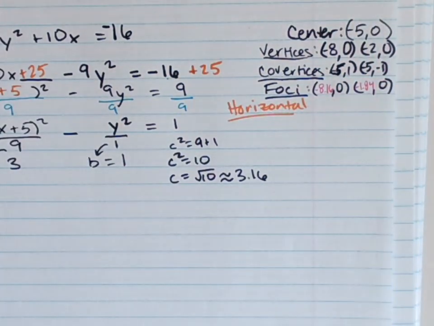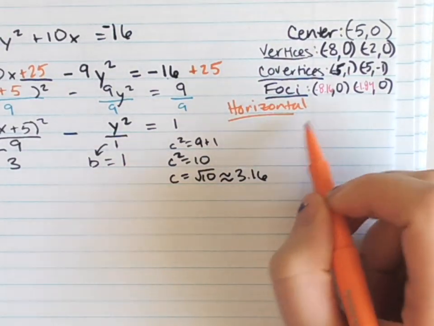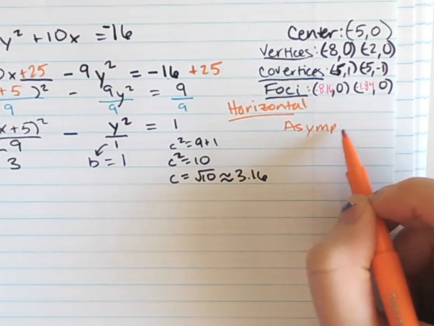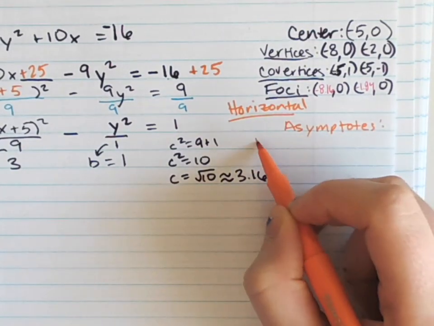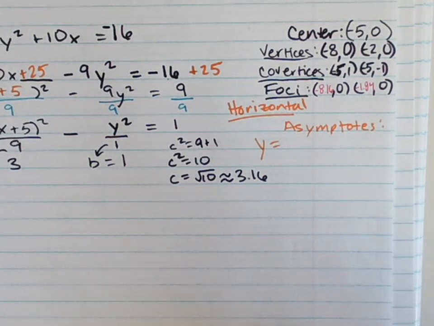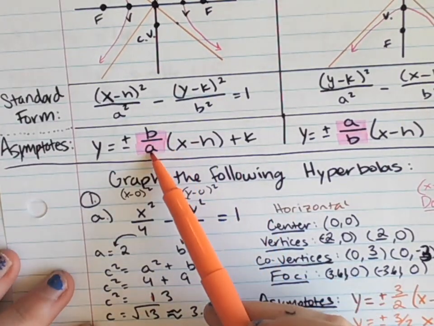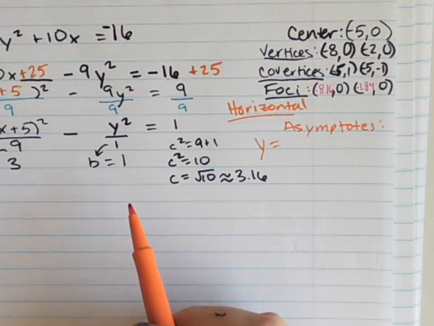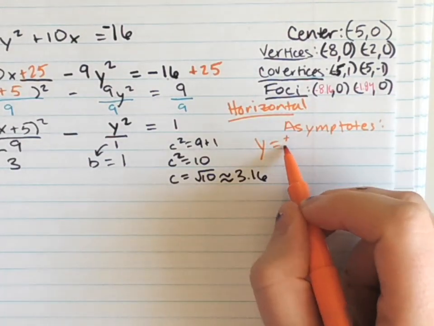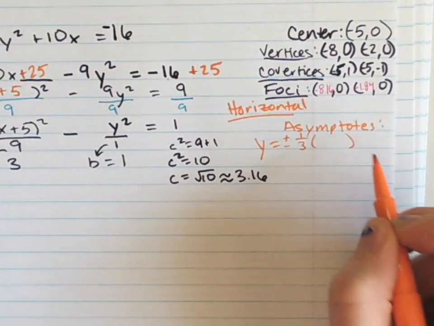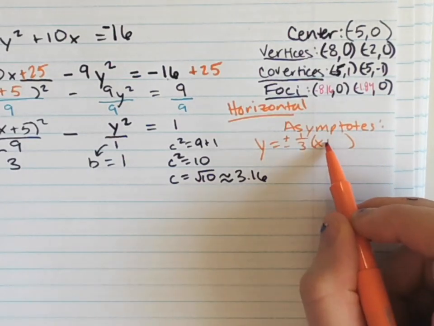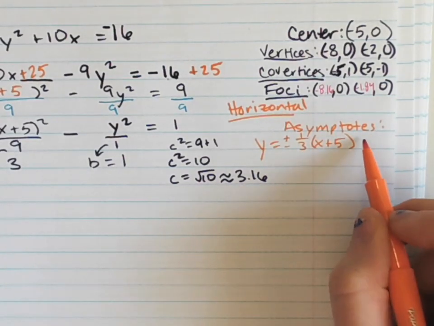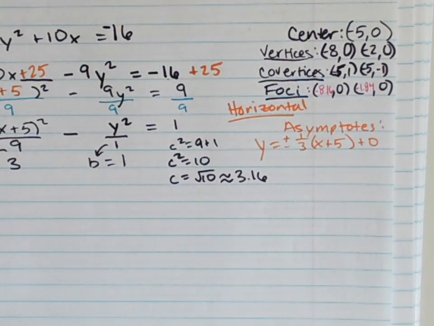Yeah. The last thing to do is our asymptotes. Since it is horizontal, we're going to have b over a. That's what our notes say, b over a. So it's going to be 1 over 3. So we're going to have plus or minus 1/3 x minus h, which is plus 5, plus k, which is 0. You don't need to write the plus 0 if you don't want to.